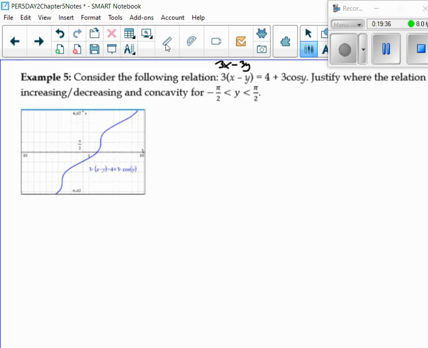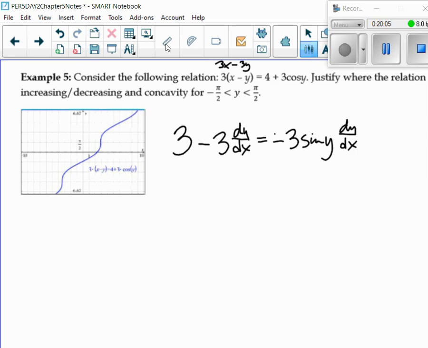So derivative of 3x is 3. The derivative of minus 3y is minus 3 dy/dx, yes, equals the derivative of 4 is 0. The derivative of 3 cos y is negative 3 sine y dy/dx. Okay.